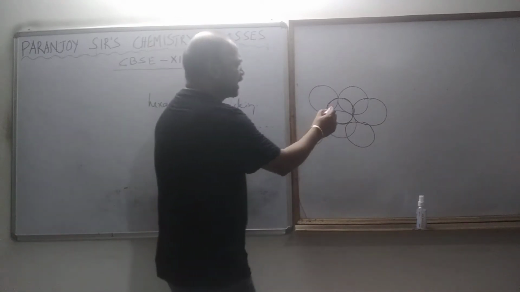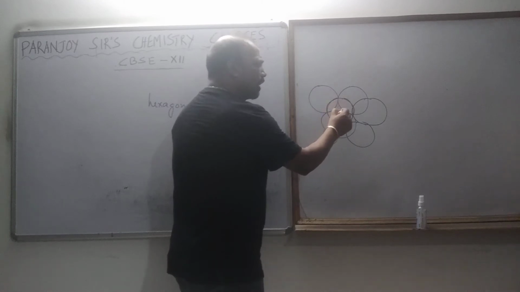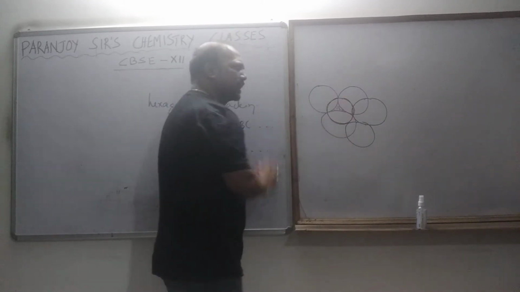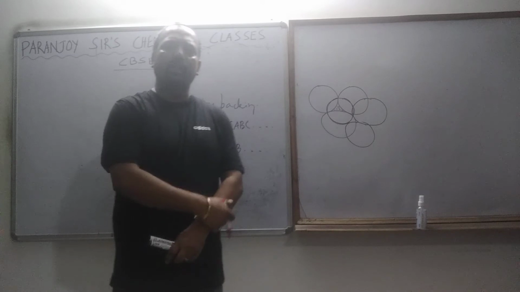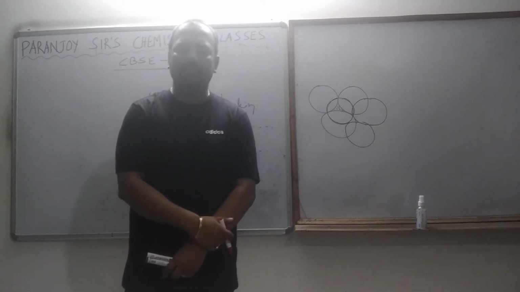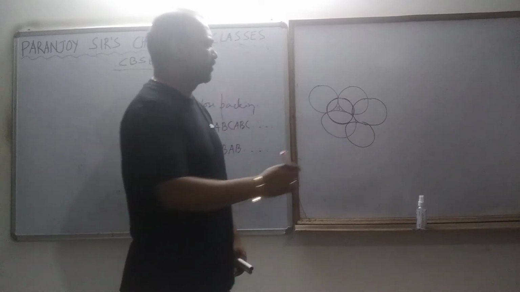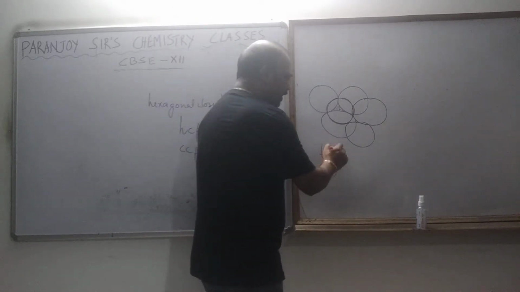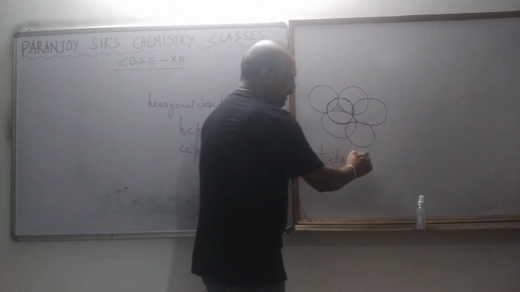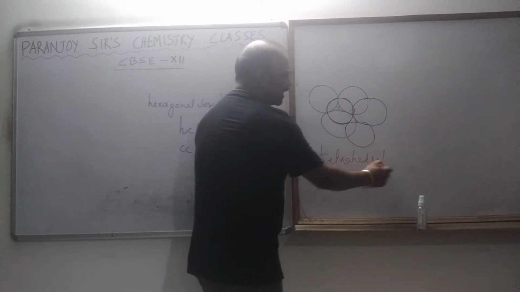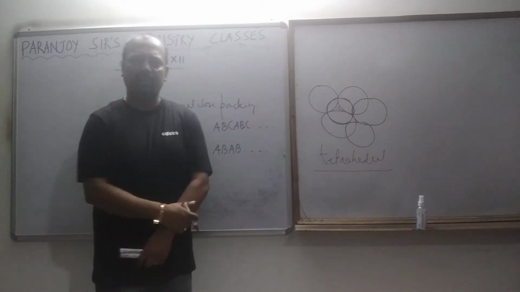There is a void that is generated over here. This 3-dimensional void, obviously you should not think of as triangular. There is a 3-dimensional void that is generated over here. The shape of this void is tetrahedral. And here the void that is generated is a tetrahedral void.